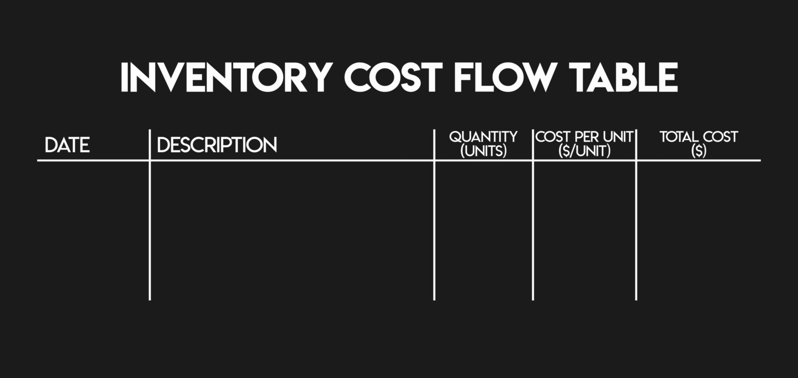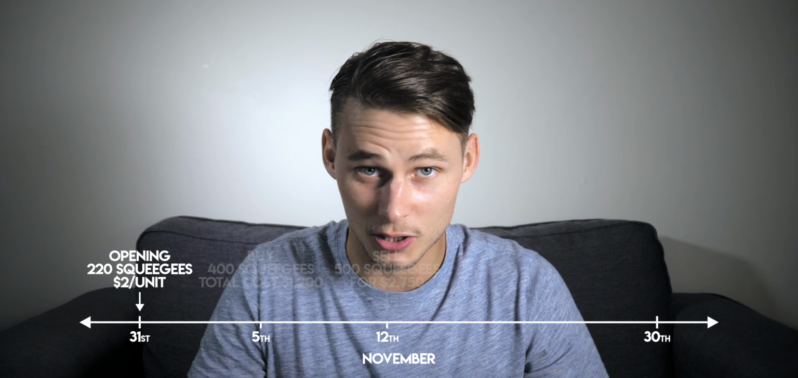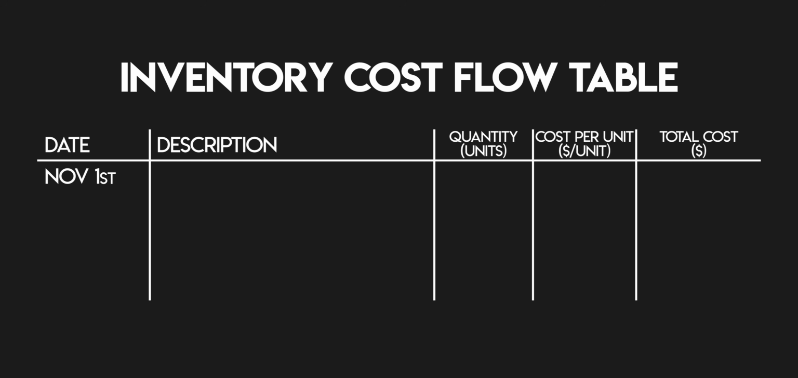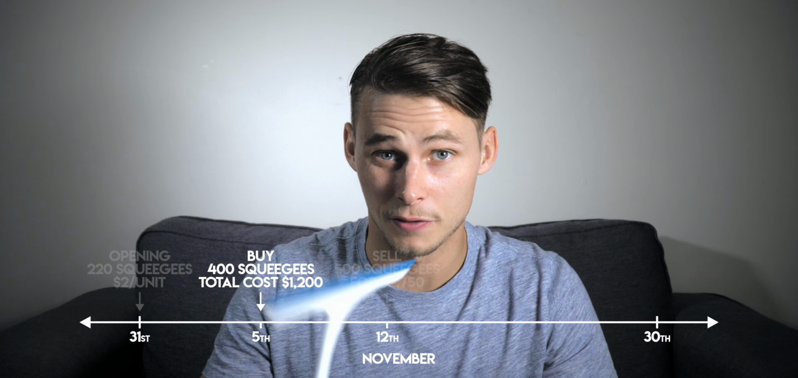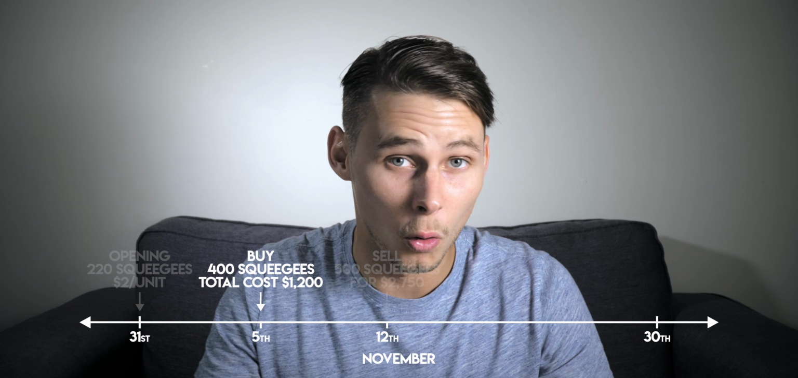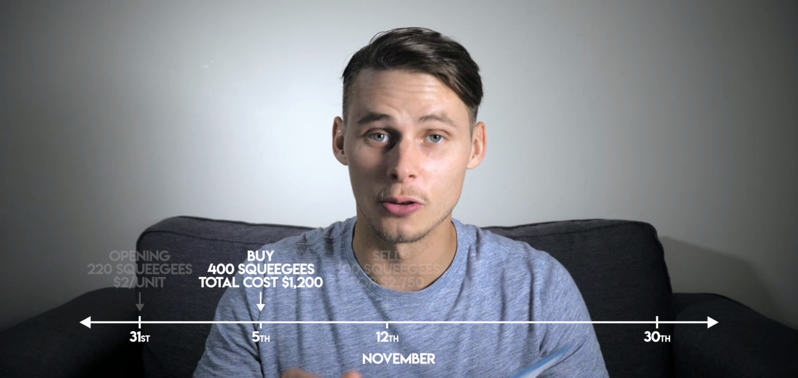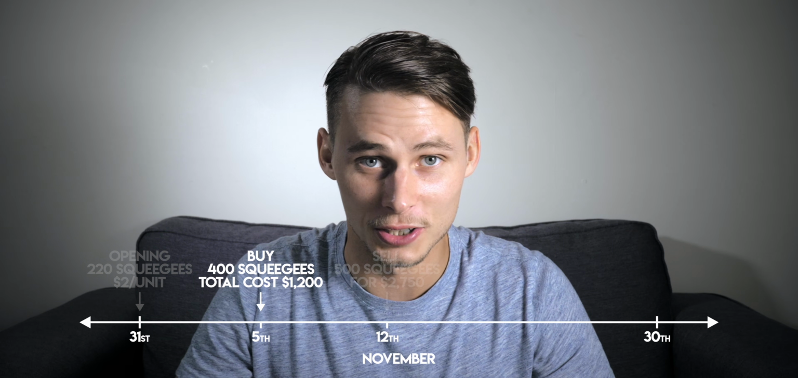So let's do that. You began November with 220 squidgies, which cost you $2 per unit. So, on November 1st, you had an opening inventory made up of 220 units, which cost you $2 per unit. A few days later, you bought another 400 squidgies, which cost you $1,200 in total.